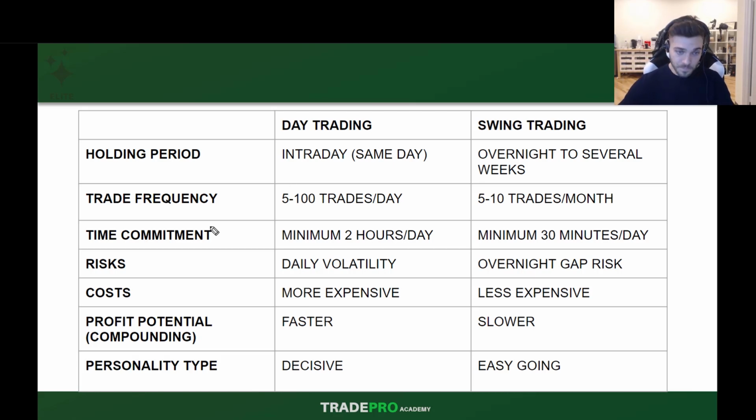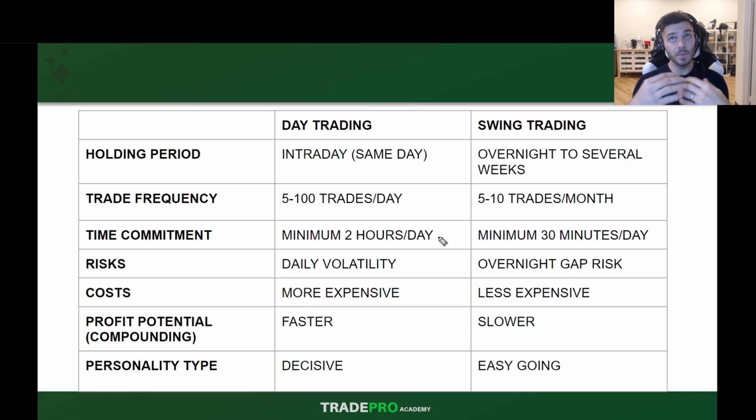All right, so let's move on to the time commitment here. Time commitment for a day trader is minimum 2 hours a day. No ifs, ands, or buts. The reason you need minimum 2 hours a day is because you need time in front of the screens to scout for opportunities. You need to take those opportunities. You need to manage those trades while you're in them. And you've got to keep scanning for more opportunities. So it's a rinse and repeat kind of cycle, and it's going to take at least 2 hours a day.